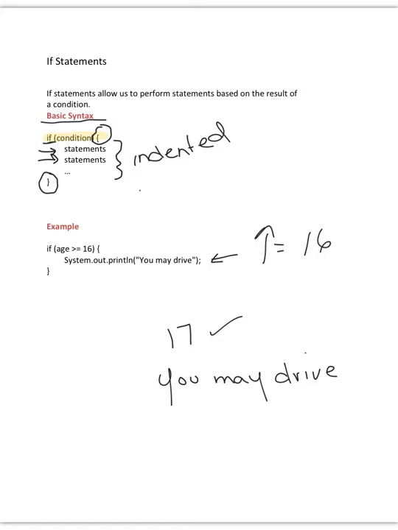Otherwise, nothing will happen, because now you have the close of the statement. So the only time anything happens is if this age is tested and this condition returns true. That's the only time that something's going to be happening.